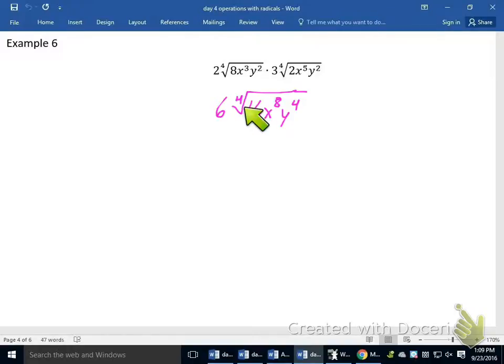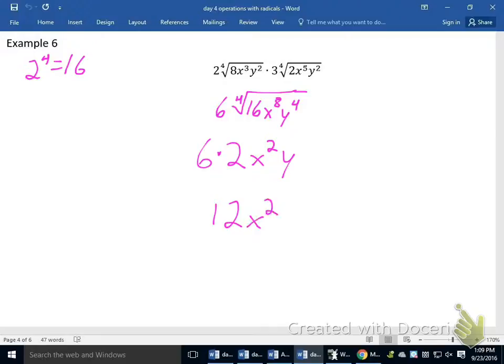As 4th roots go, remember that 2 to the 4th is 16. So the fourth root of 16 is 2. So that came out nice. 8 divided by 4 is 2, so x squared when I bring that out. And 4 divided by 4 is 1, y to the first. So my final answer is 12x squared, y to the first.